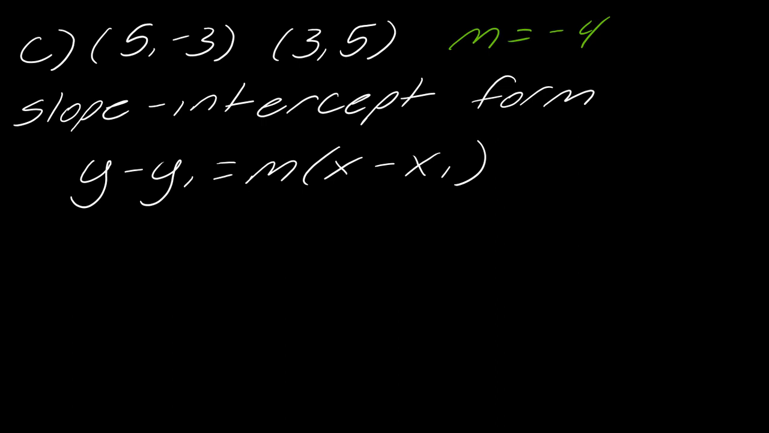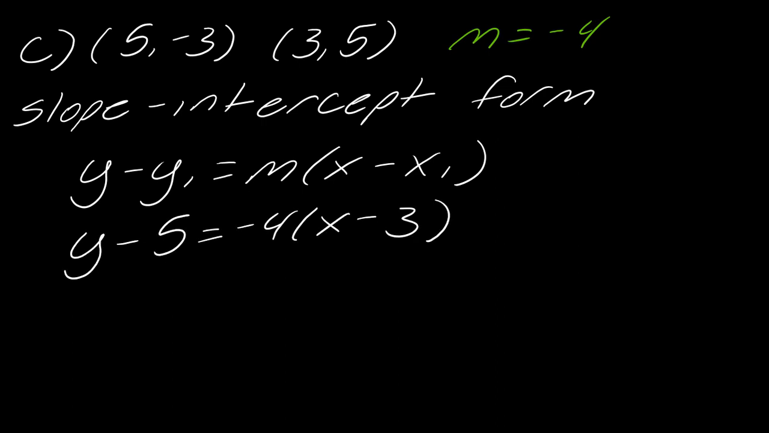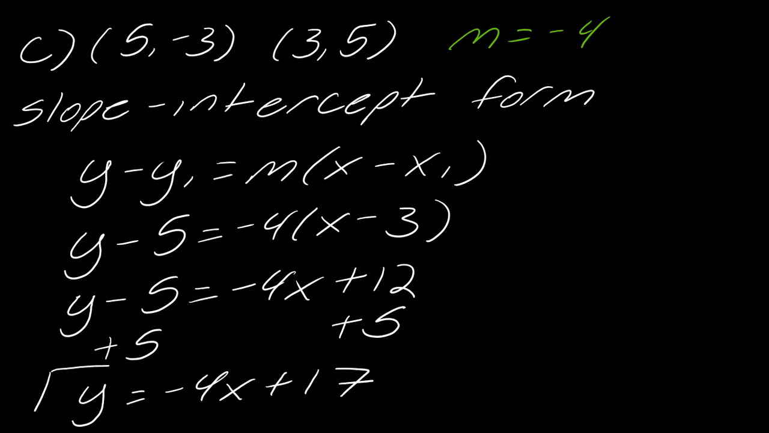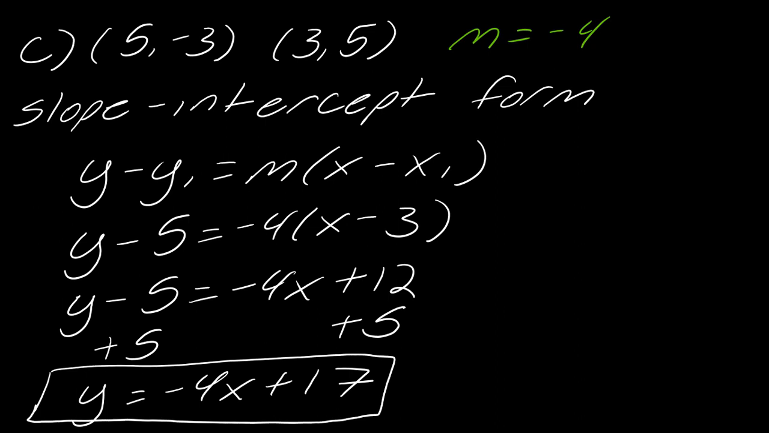Okay, so I'm going to plug in the second point here. So this is going to be y minus 5 equals negative 4 times x minus 3. So I can go ahead and distribute the negative 4. So I get negative 4x plus 12. And then I can add the 5 to both sides to get y equals negative 4x plus 17. And so there would be my answer.